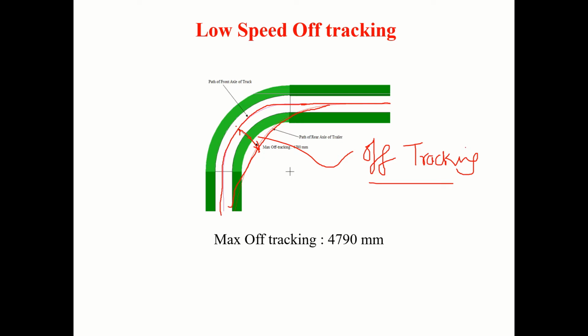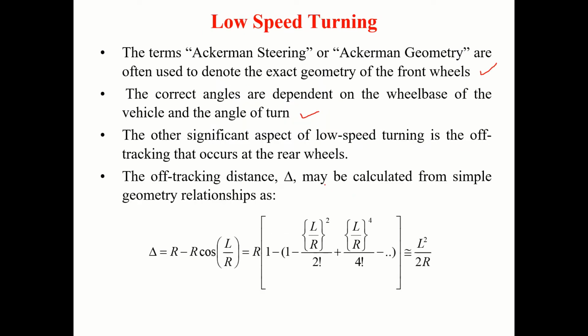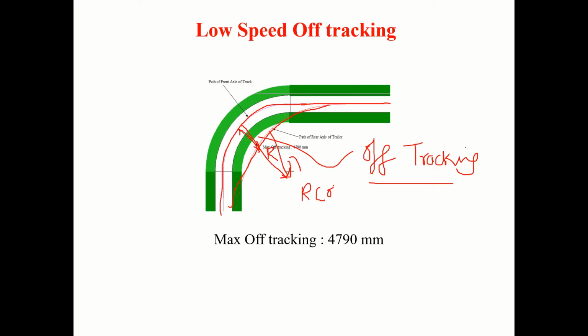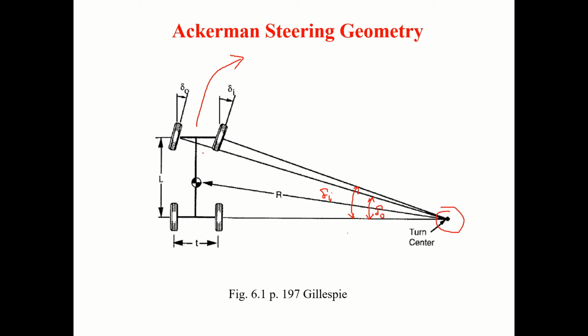How do we find off tracking? This length is R. This distance is R cos L by R. So the difference is R minus R cos L by R. You can see here R is the distance and L is the wheelbase length.